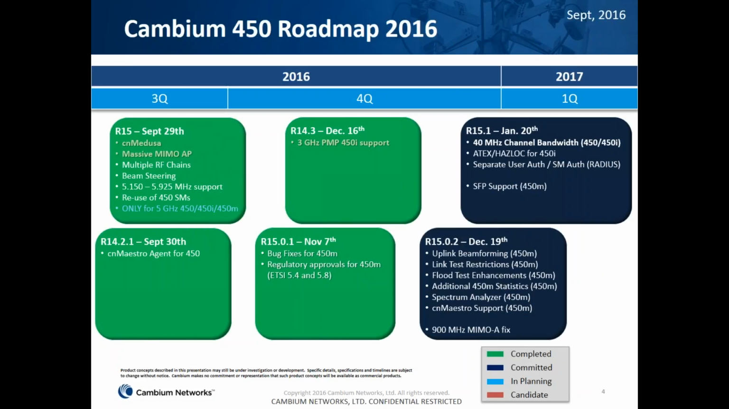So going over some of the recent system releases, we launched the Medusa product, the massive multi-user MIMO capable product, in late September. We're starting to ship more and more of those, so we'll talk about that. That's a big improvement in the platform and a big addition to the platform. And then most recently, in terms of hardware, we released the 3 gig 450i product, and I'll talk a little bit about that in just a minute.